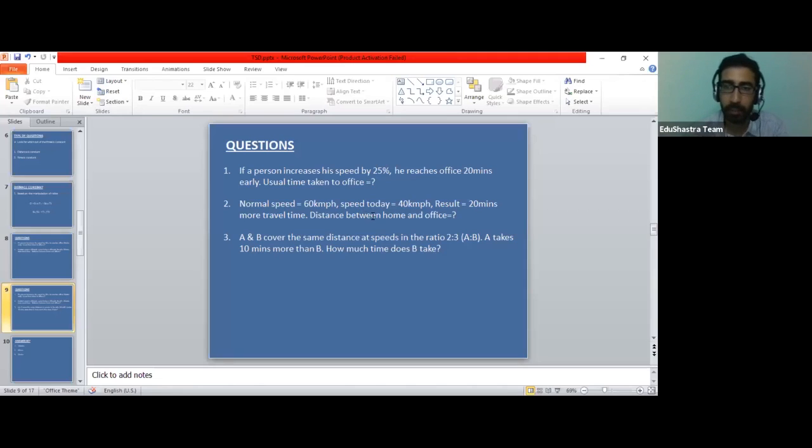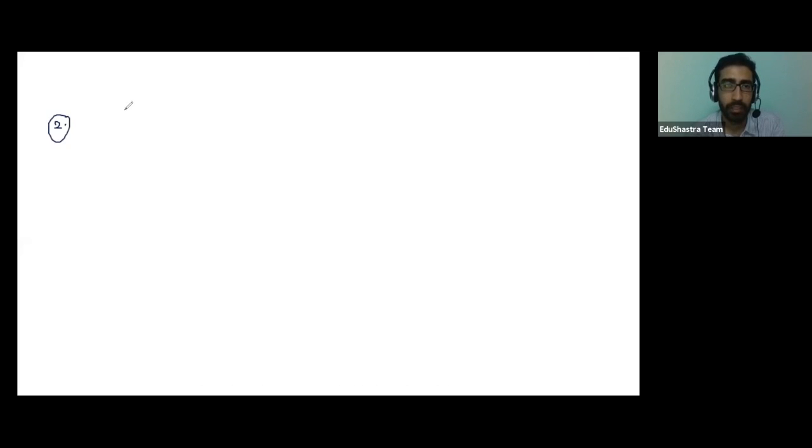Question number 2 talks about normal speed being 60, speed today being 40. Clearly, speed has become 2/3 of the initial speed, which means time will have to become 3/2 of the initial. Directly jumping to question 2. Initial speed was 60. Let's say time taken is t. For the same distance, if speed now is 40, clearly 2/3 of 60, time has to become 3/2 of the initial time, therefore becomes 3/2 t.